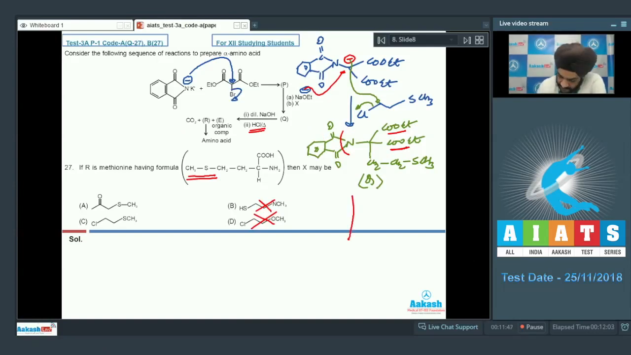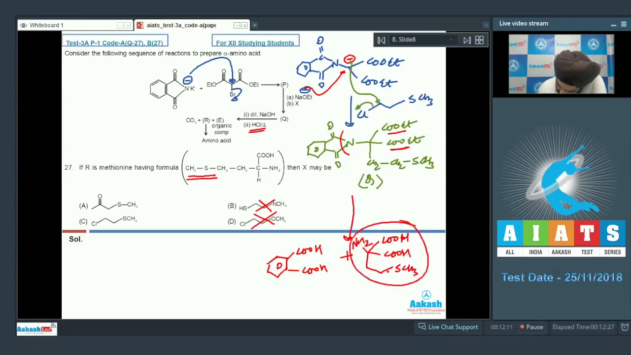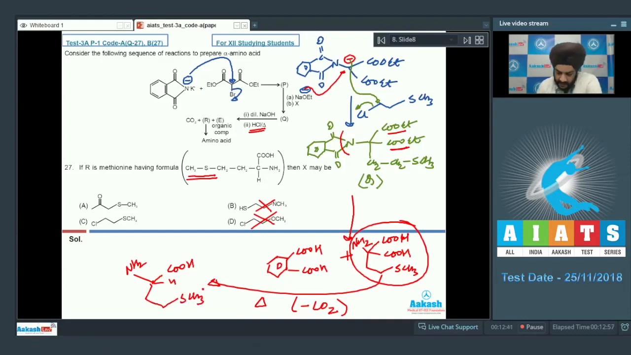So let's try and draw the hydrolyzed products. So we'll have phthalic acid, we'll have a geminal dicarboxylic acid, and this on heating will undergo loss of a CO2 molecule to give us an alpha amino acid, which seems to be methionine. So students, we can see that the correct answer for this question is option C.